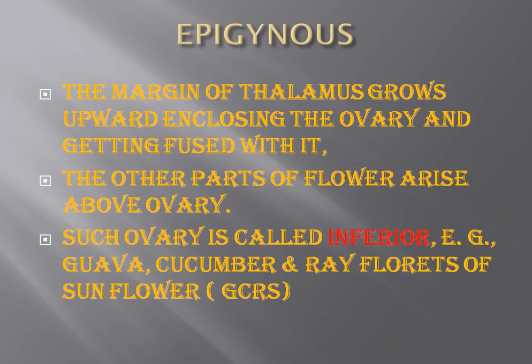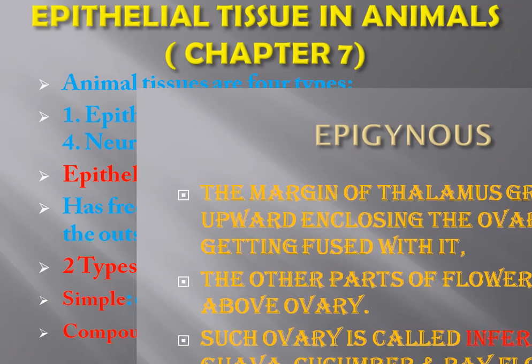Next one is epigynous. In epigynous flower, the margin of thalamus grows upward, enclosing ovary and getting fused with it. The other parts of flower arise above ovary. Such ovary is called inferior. Examples are guava, cucumber and ray florets of sunflower, that is GCRS.